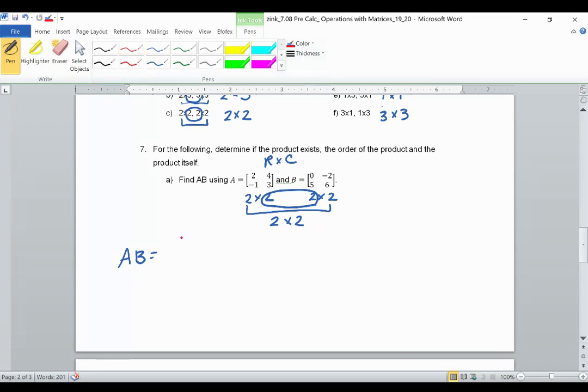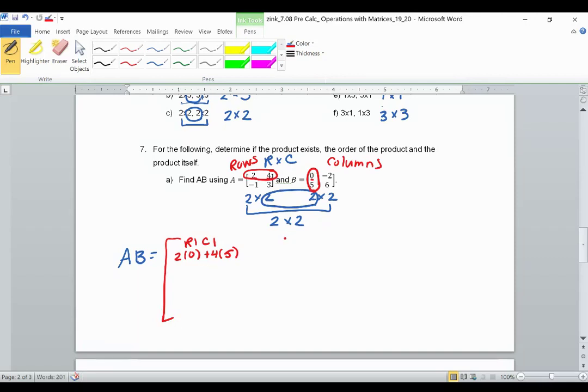So the first entry is going to be row 1, column 1. Okay, so it's the first row, first column. So what we're going to do is take only the rows from the first one, and only columns from the second one. So we're going to do the first row and the first column. We're going to multiply and add together. So we're going to take 2 times 0, and add that to 4 times 5. Okay, that's row 1, column 1.